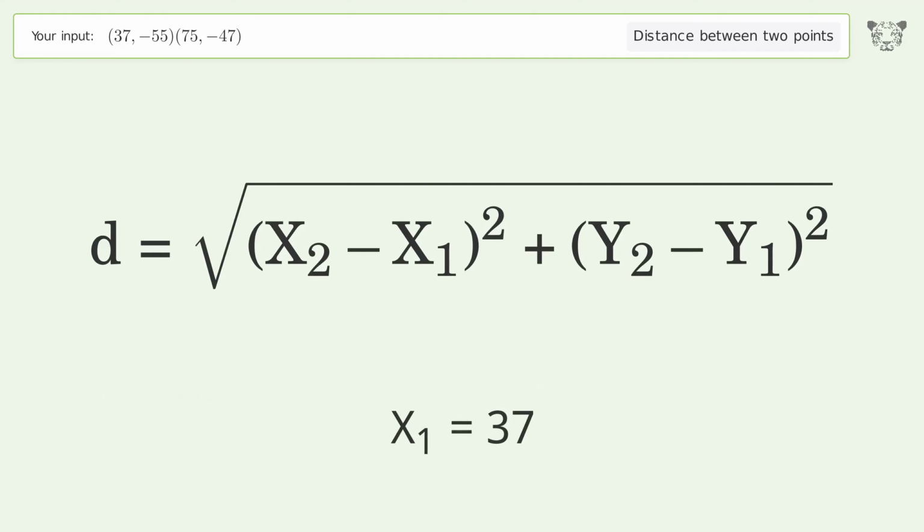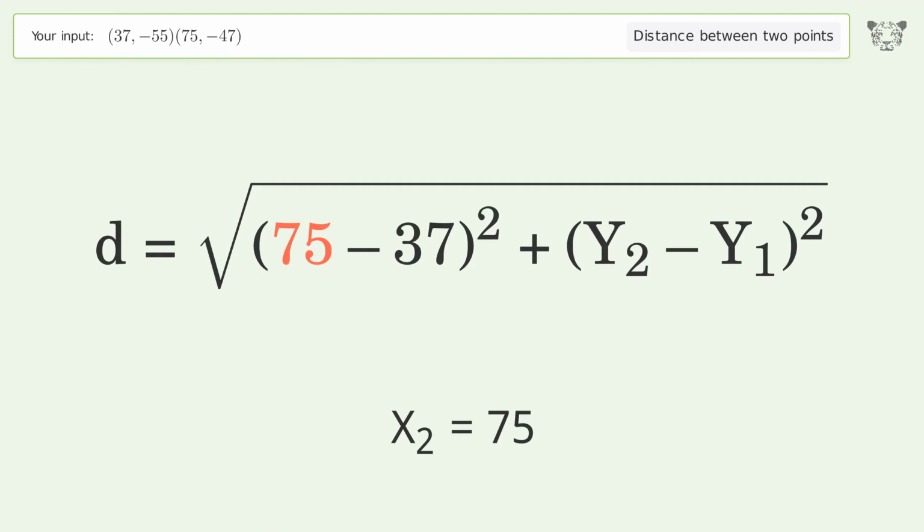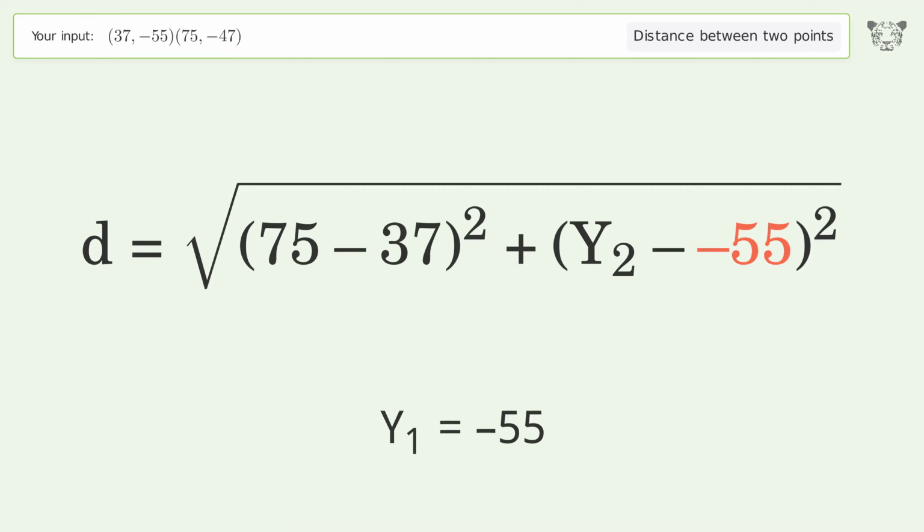x1 equals 37. x2 equals 75. y1 equals negative 55. y2 equals negative 47.